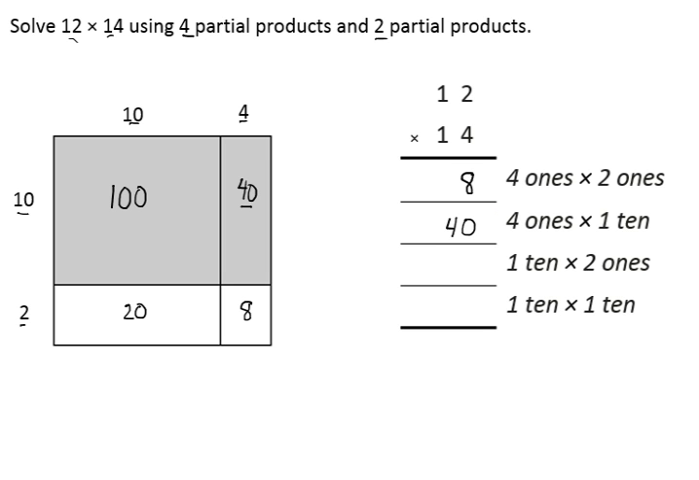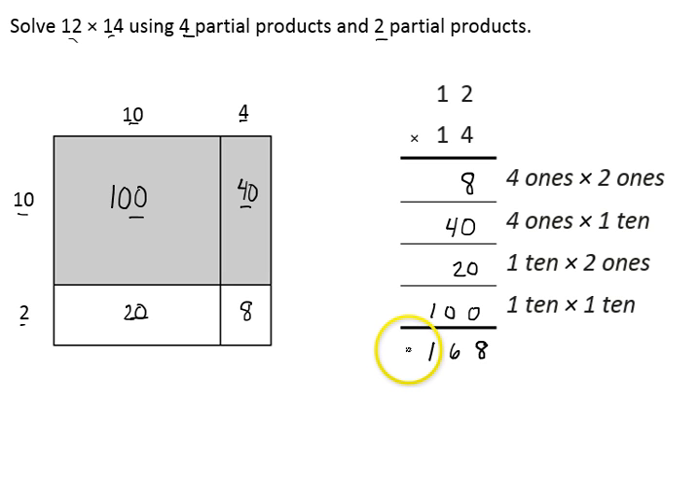After that, we have 1 ten times 2 ones. 1 ten times 2 ones is 20. And 1 ten times 1 ten is 100. So there are my 4 partial products. I'll add those for my final answer of 168. So that's the method showing 4 partial products.